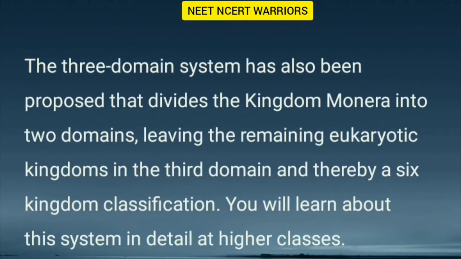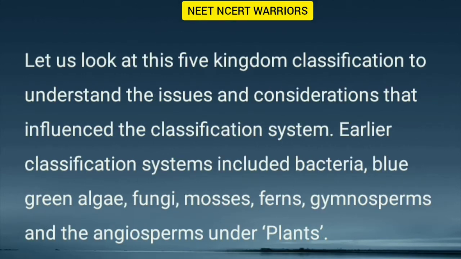The three-domain system has also been proposed that divides the kingdom Monera into two domains, leaving the remaining eukaryotic kingdoms in the third domain, and thereby a six-kingdom classification. You will learn about this system in detail in higher classes. Let us look at this five-kingdom classification to understand the issues and considerations that influenced the classification system.